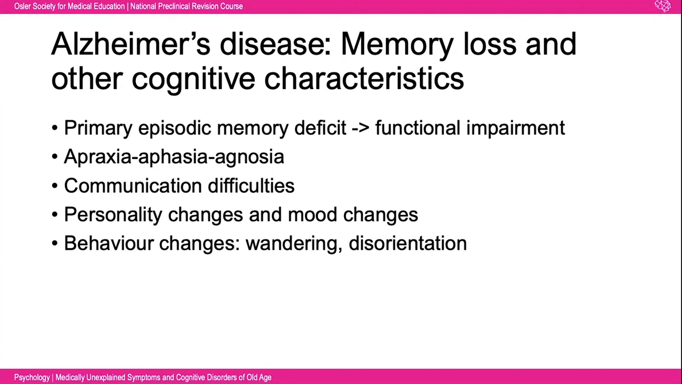We get something known as apraxia, aphasia, agnosia. So apraxia is the inability to carry out voluntary and purposeful movements. Aphasia is the difficulty speaking or loss of ability to speak. And agnosia is the loss of ability to recognize objects. The communication difficulties seen include trouble both in the production and comprehension of language. Many also lose the ability to read or interpret signs.